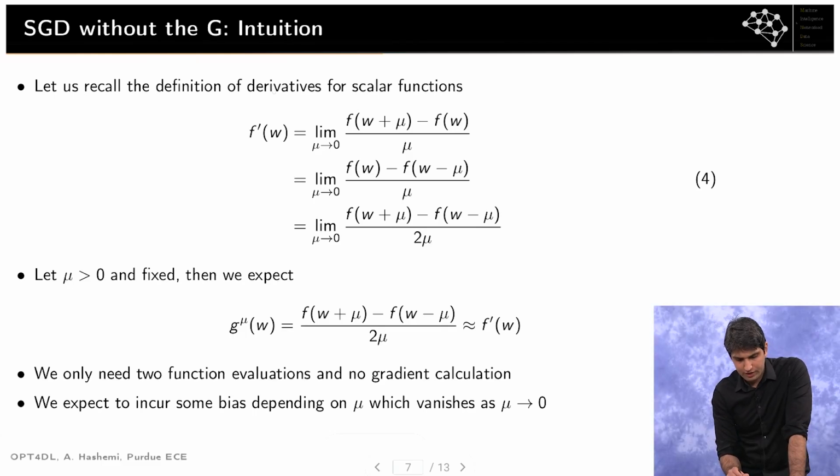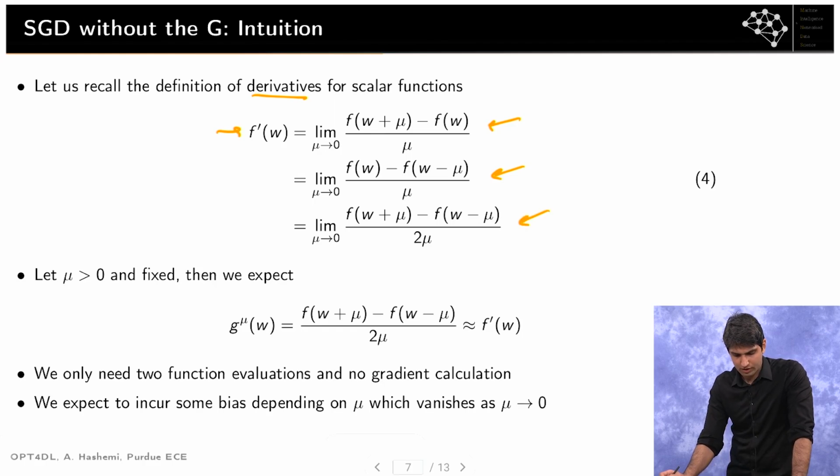So let's recall the definition of a derivative. What's the derivative? It's basically some limits, right? So as I'm writing here, and if the function is nice such that the left derivative and the right derivative are the same, we can basically write down the formula for derivatives using either one of these formulas.